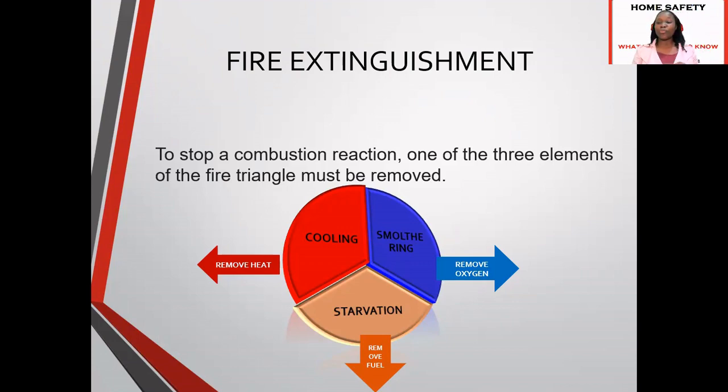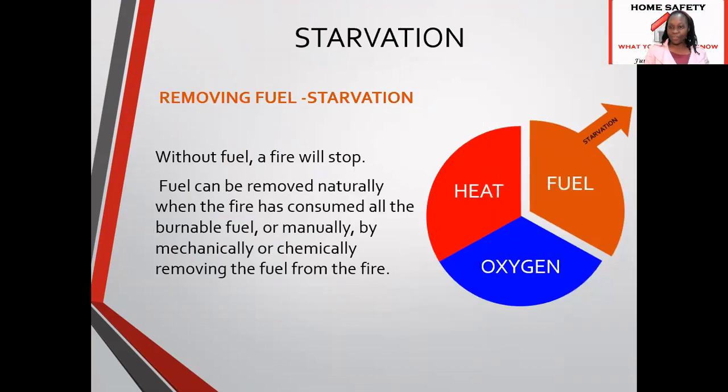When we remove the oxygen, that is smothering the fire. When we remove the fuel, which is what is actually burning, we call that starvation. And when we remove the heat, which is the temperature, we call that cooling. So come along with me as we discuss the 3. Starvation, removing the fuel from the 3 basic elements. When we remove the fuel, we break the chain, and then the fire eventually will stop.